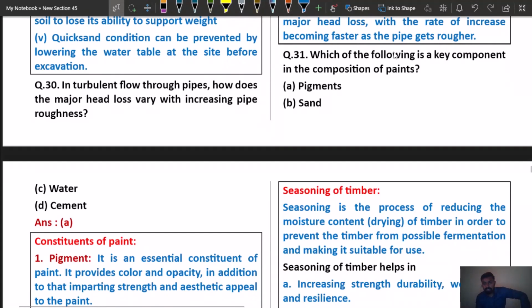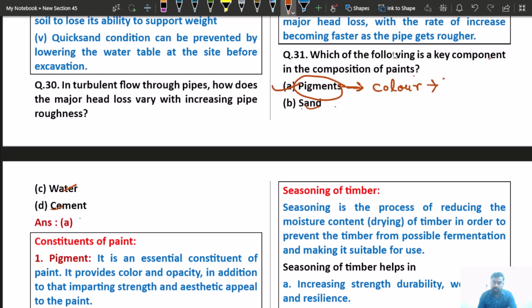Which of the following is a key component in the composition of paint? Pigments, sands, water, cement. This question is asking what, of the options, is the main composition of paint. Sand is not a composition of paint, water is not the main composition of paint, cement is not a composition of paint. Pigment is the composition of paint, which provides the color in the paint and also improves the aesthetic effect of the paint. Okay, so the correct option is A.